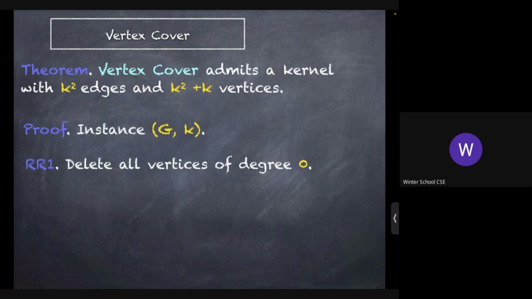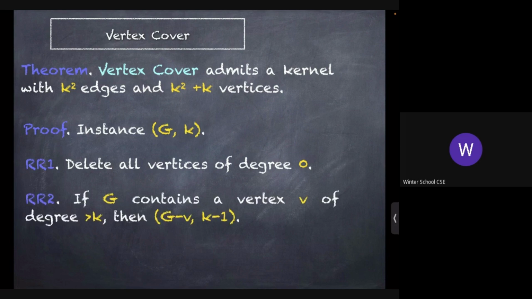Okay, the proof. I will just give you the algorithm. First, the algorithm consists of a set of reduction rules. So the first reduction rule: if I have a vertex of degree 0, I just remove it. That doesn't make any sense to keep it, right? It doesn't cover anything. Okay, if I have a vertex of degree more than k, that's the interesting rule.